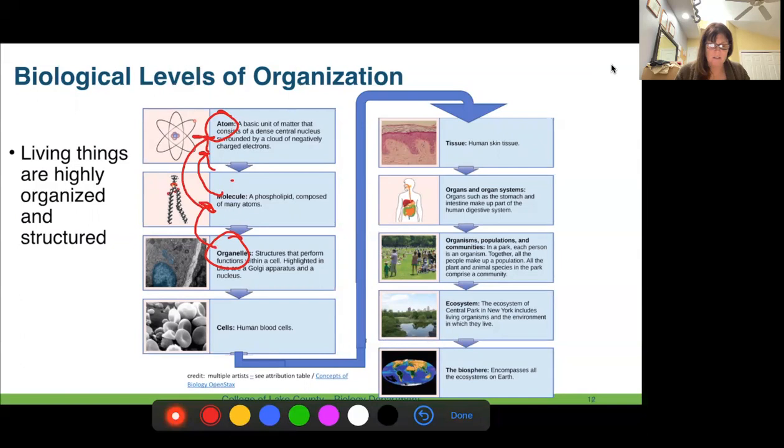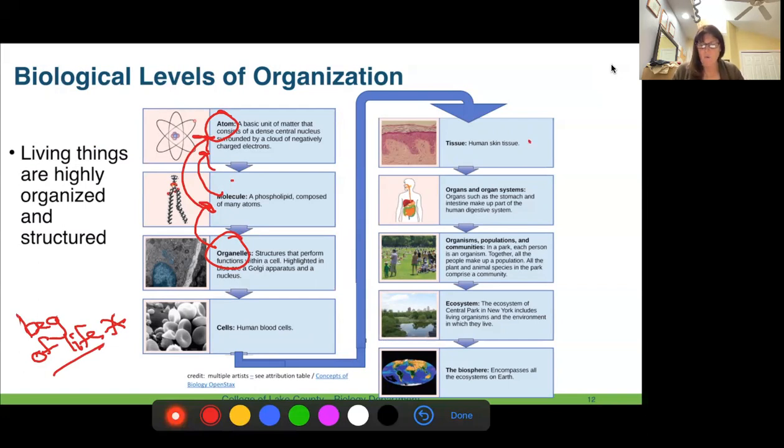And then cells. And so cells right here, this is the start. This is the beginning of life. The cell is the basic unit of life. And then we go from there to tissues. Tissues are made up of cells. Organs, and organs are made up of tissues. Organ systems are made up of organs.